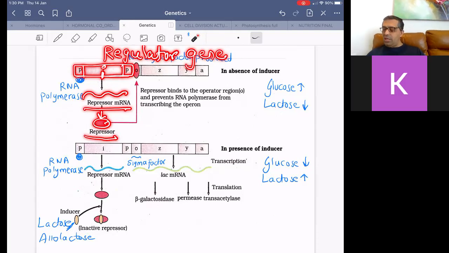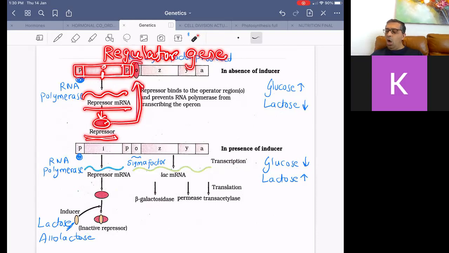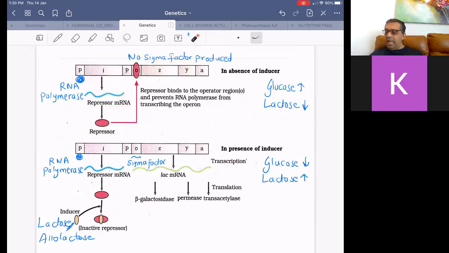Repressor mRNA undergoes translation to form the repressor protein, and repressor protein goes and binds to the operator. रिप्रेसर जाके ऑपरेटर को बाइंड हो जाता है. And once repressor binds to the operator, operator cannot undergo transcription and translation to form the sigma factor.